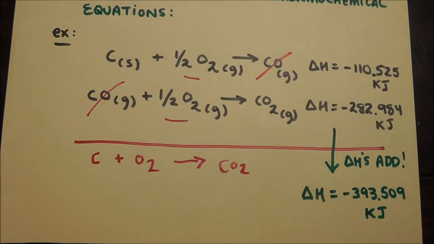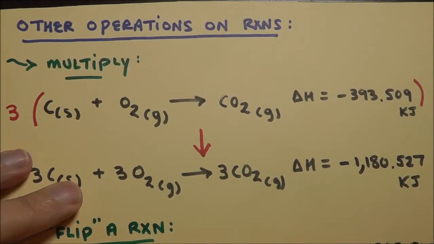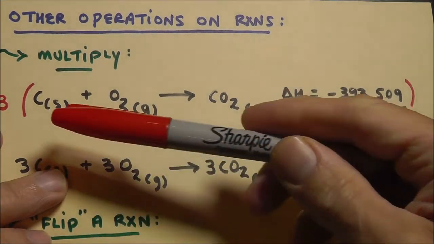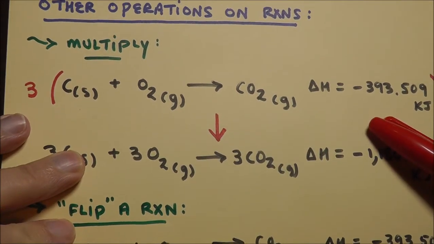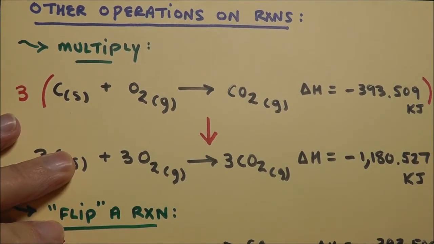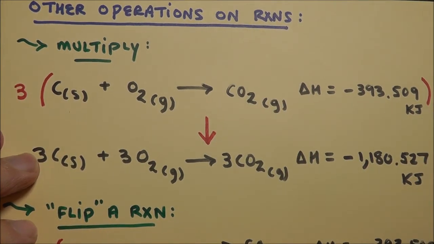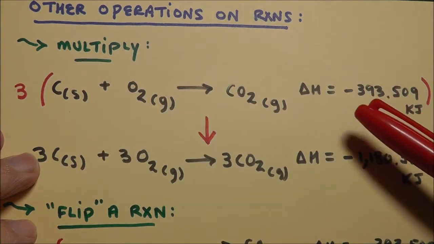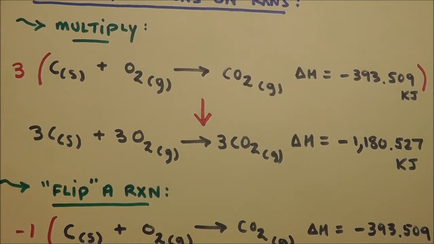Okay, so other things you could do to a chemical reaction, I could multiply them. So for example, let's say we have CO2 being formed from carbon and oxygen. If we were to multiply that reaction by 3, to form 3 moles of CO2, then the delta H would be multiplied by 3. It makes sense. Forming 3 moles of CO2 would create 3 times as much heat, or 3 times as much heat would be liberated.